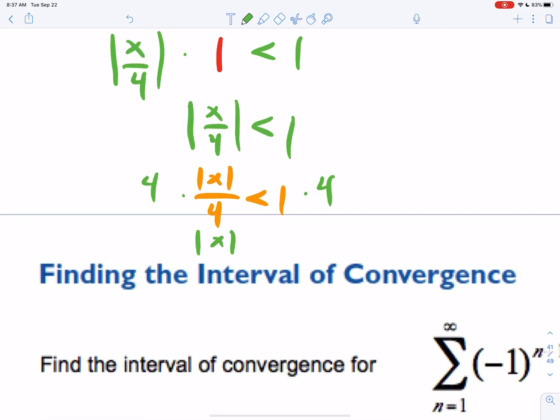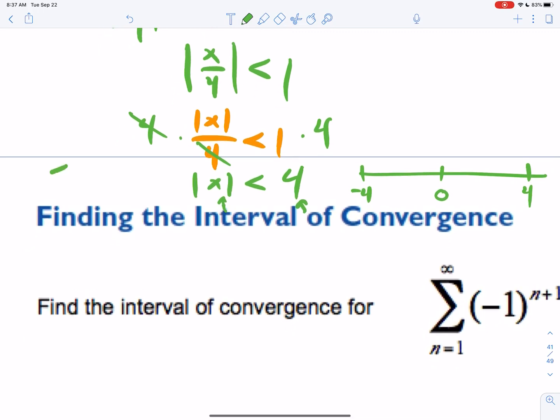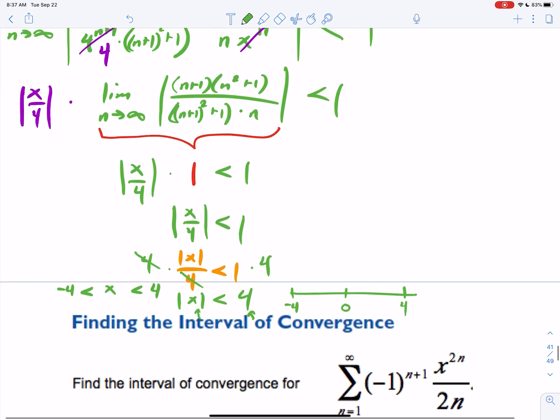Okay? So here's what we have. The absolute value of x is less than 4. What that tells you graphically is that the center is at 0, because there's nothing in the absolute value, and the radius is 4. So I'm going 4 to the right and then 4 to the left. So there's your interval of convergence, or analytically, you create a compound. And there you have it. Okay, this right here is your interior.